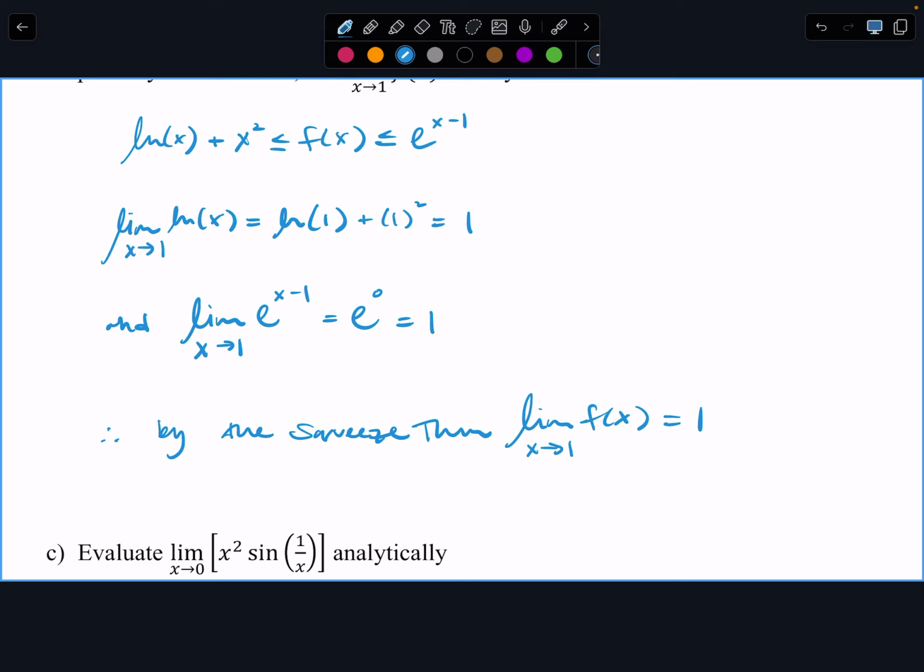So if you have natural log of 1, and you're like, what's that equal to? You're like, e to what power would give you 1? 0.